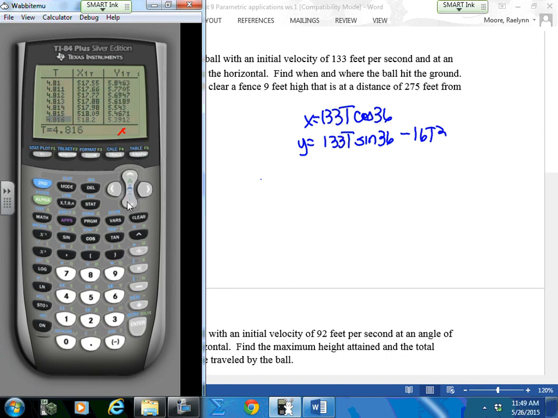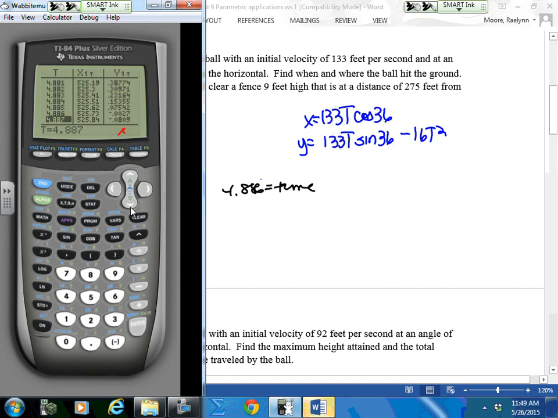If you find you're too far off and you don't want to scroll, change your table set. Move you down a little further. If scrolling down doesn't bother you, then keep it there. It's not that bad. This shows me how many of you are very comfortable with your calculators. So somewhere right there, about the 4.886 time, this is in seconds, 4.886 seconds he hits the ground.